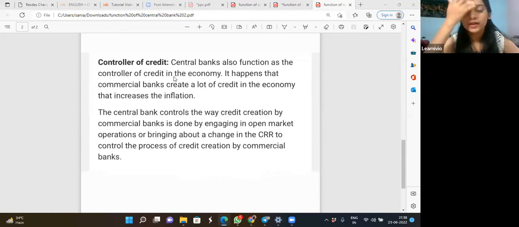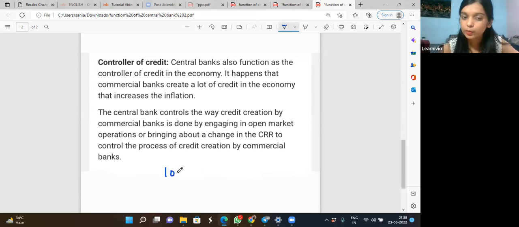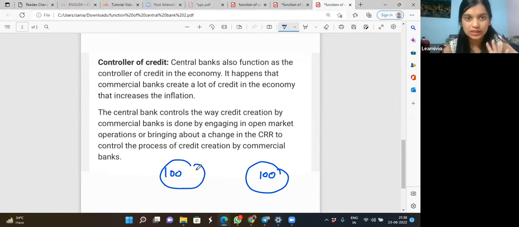Sorry. So now basically, control of credit. What happened? For example, I'm the principal, and I gave 100 rupees to Halima and 100 rupees to Mariam. I told you to utilize it and do the saving as well.